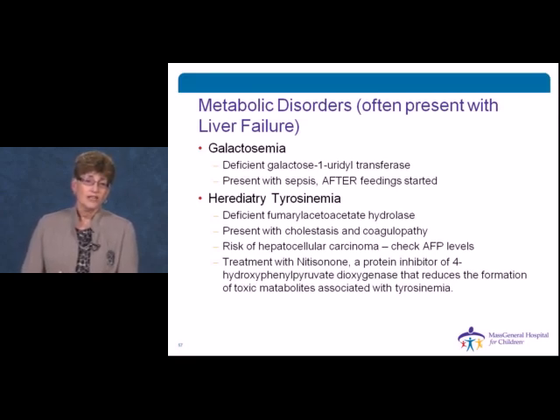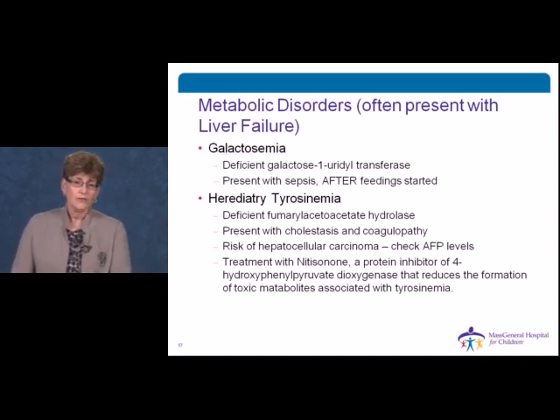Hereditary tyrosinemia, there's a deficient enzyme in the fumarylacetoacetate hydrolase enzyme. Again, it frequently presents with cholestasis and coagulopathy, indicating liver failure. There is a risk of hepatocellular carcinoma with these babies, so you need to check their alpha-fetoprotein levels. And even when they get treated with nitisinone, an inhibitor of an enzyme upstream that reduces the formation of the toxic metabolites that are associated with tyrosinemia and really makes tyrosinemia potentially treatable, again, if started early.